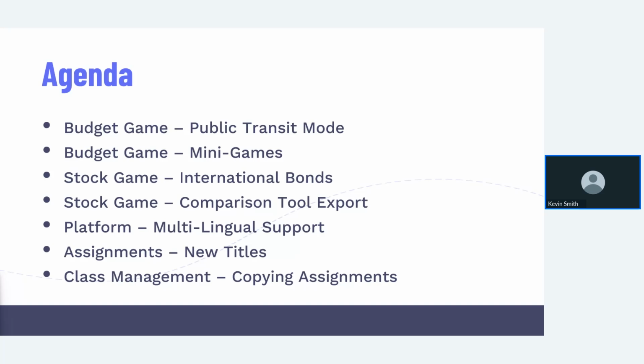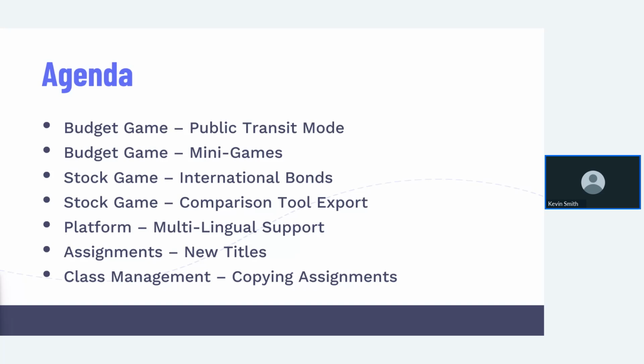For the stock game, we have a trading update for international bonds, so we now support bonds from outside the United States, and we have an update to our stock comparison activity tool that we have for students. Platform-wide, we are releasing support for several new languages, including for the budget game and the assignments, which we previously had not. In our assignment system, we updated the names of a lot of our lessons, and we have a very big quality of life improvement for a lot of teachers: the ability to copy your assignments along with copying the rest of your class settings you're setting up, making it easier for you to go with every semester.